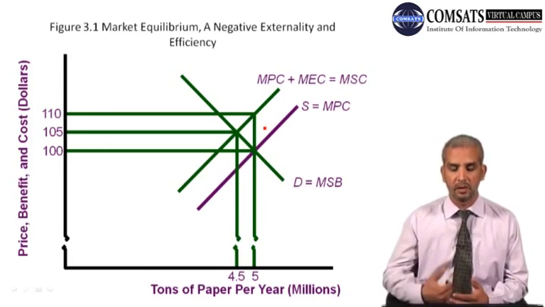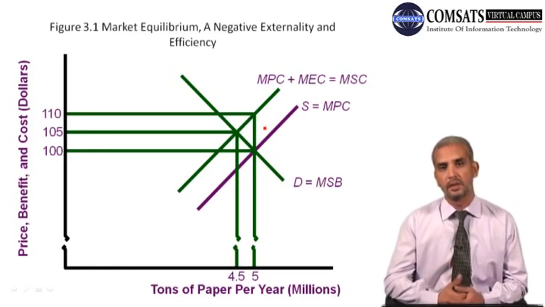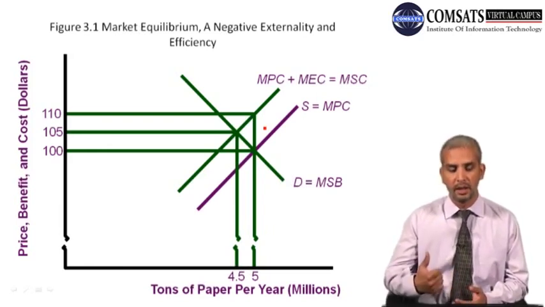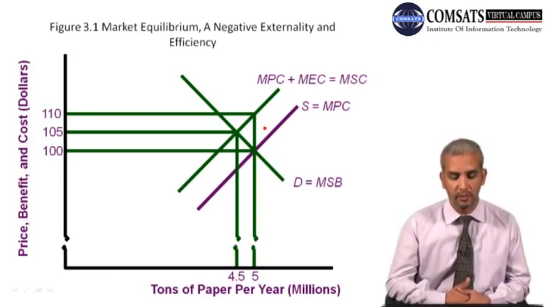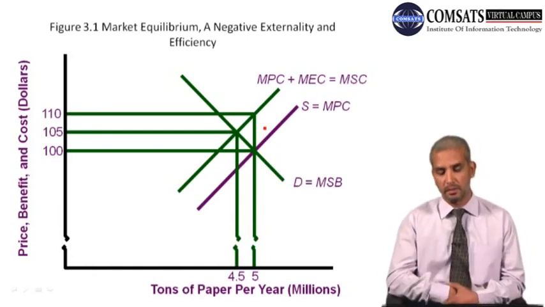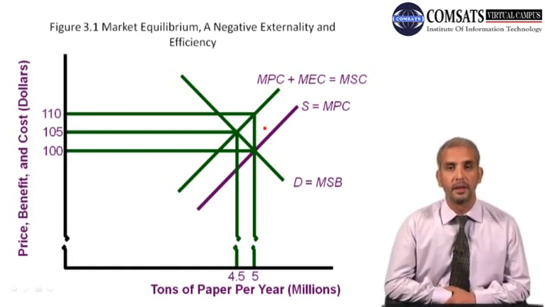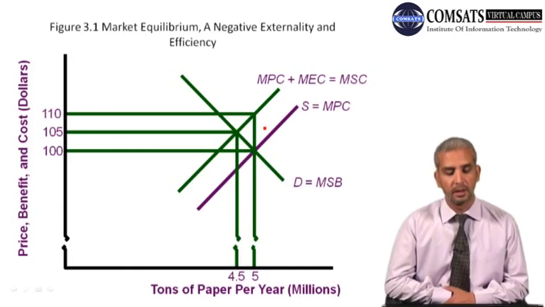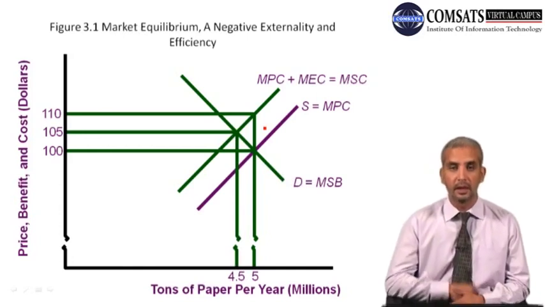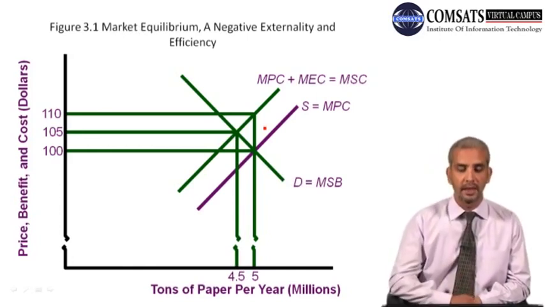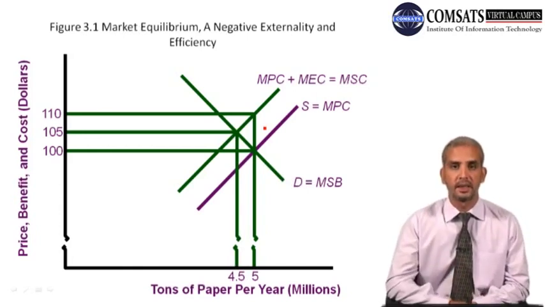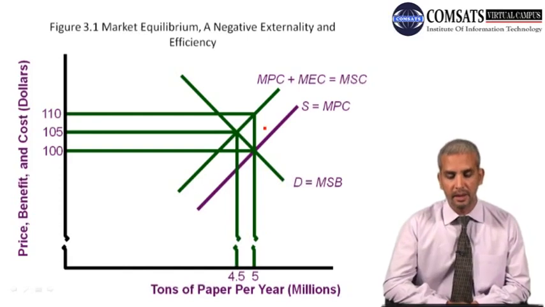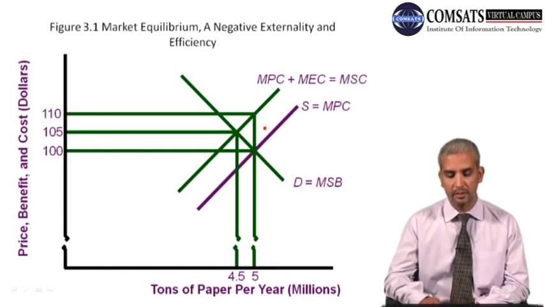Before this, when this cost was not included, the market was not efficient. It was producing more quantity than was required of it. Now when marginal external cost is added, the quantity is reduced from 5 to 4.5 million tons of paper per year, and the price increased from 100 to 105, considering the price now includes the negative externality. This concept is called internalizing the externality, and this can be done by actions of the government, which we would discuss over here.